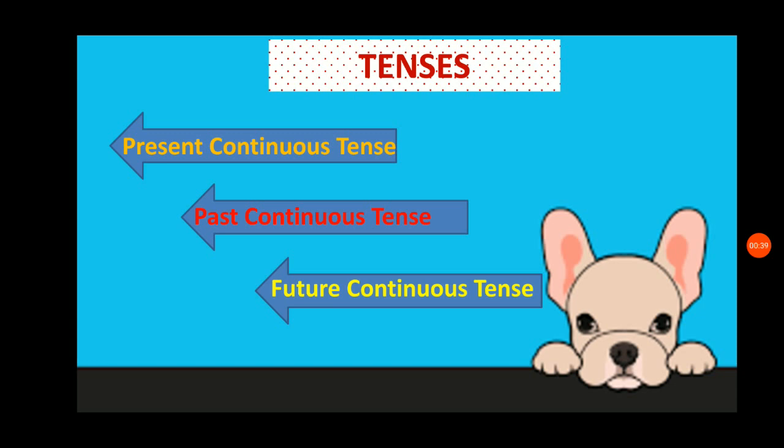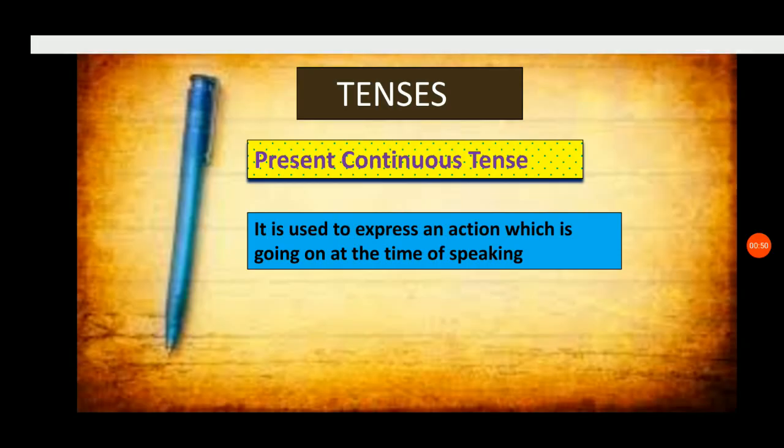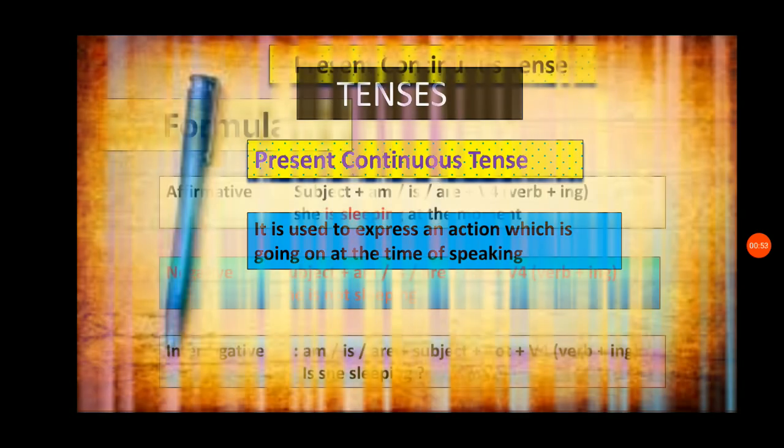What is meant by progressive? Something going on continuously. That is progressive. So we can call the continuous tenses progressive tenses. Let's go to the present continuous tense.